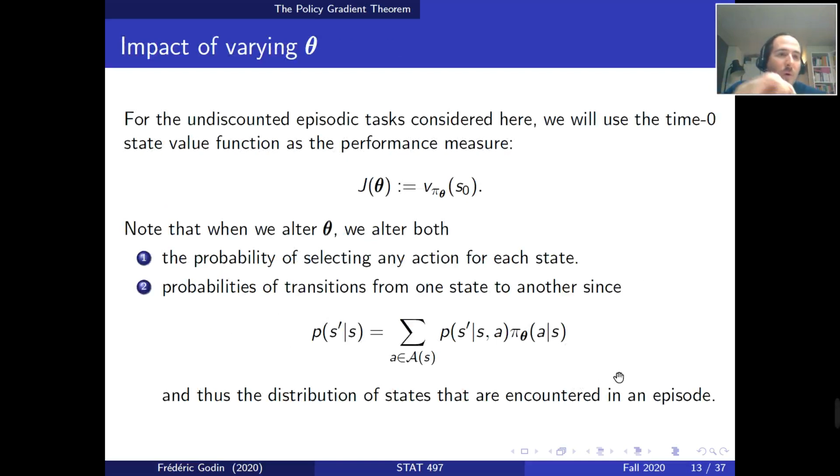As we said earlier, we're going to specialize now to the specific case where we assume that the value function we're trying to optimize is the value function in the initial state. This means that we're trying to maximize, across all possible policies, or in fact all possible policy parameter vectors, the expected value of the sum of all future discounted rewards.